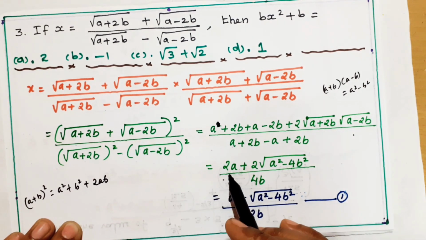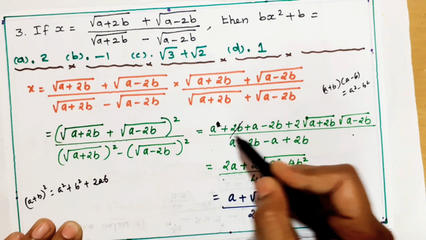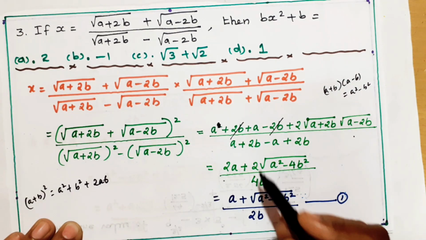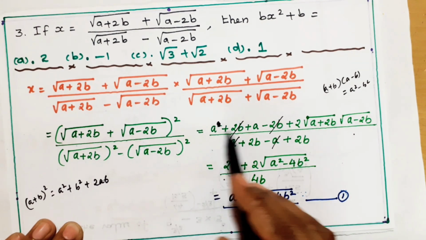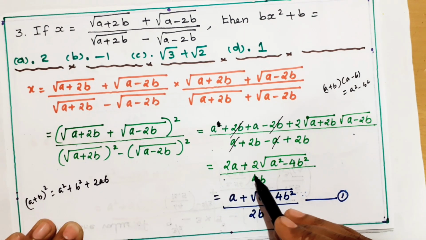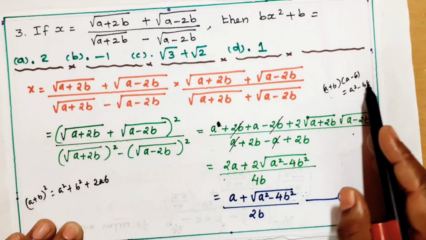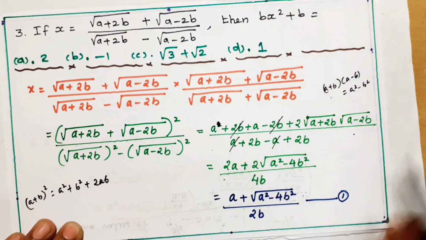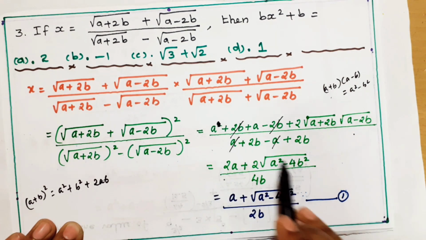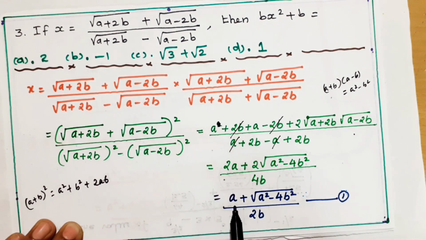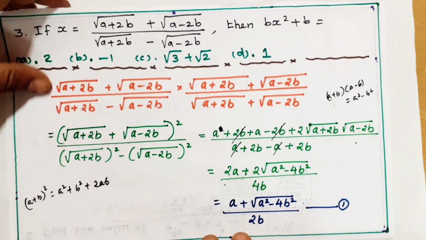A plus a, 2a. 2b minus 2b cancel. Here also in the denominator, a minus a cancel. So the remaining term is 2a plus 2 into, this is again in the form of a plus b into a minus b, so a square minus b square. A square minus b square is 4b square by 2b plus 2b, 4b. If you take 2 common and cancel, it is a plus root over a square minus 4b square by 2b. This is your first equation.